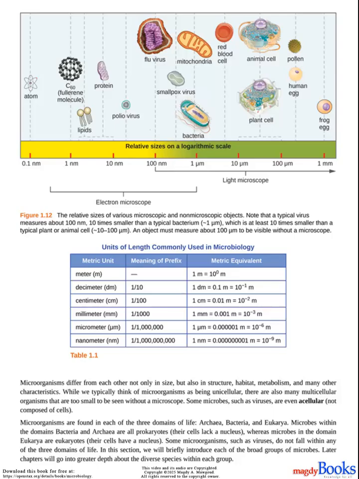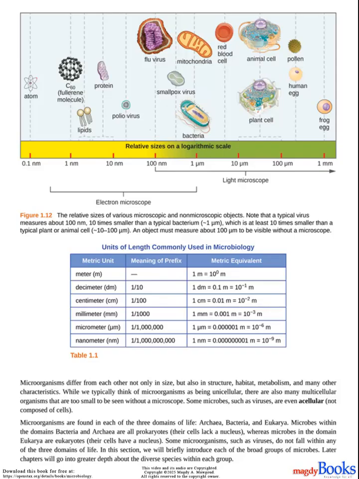Microorganisms differ from each other not only in size, but also in structure, habitat, metabolism, and many other characteristics. While we typically think of microorganisms as being unicellular, there are also many multicellular organisms that are too small to be seen without a microscope. Some microbes, such as viruses, are even acellular, not composed of cells.